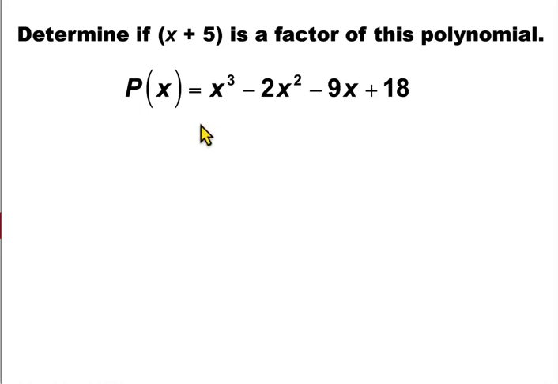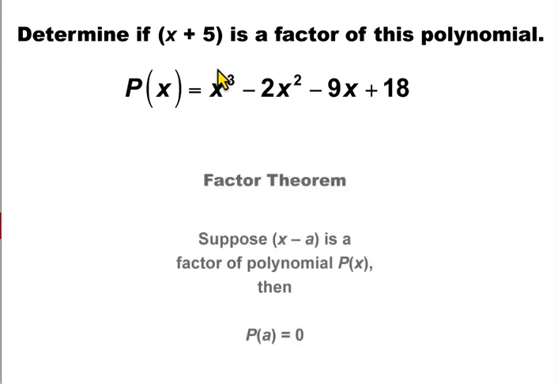Determine if x plus 5 is a factor of this polynomial. To test if a binomial like this is a factor of this polynomial, use the factor theorem. According to the factor theorem, if x minus a is a factor of polynomial p of x, then p of a is equal to 0.